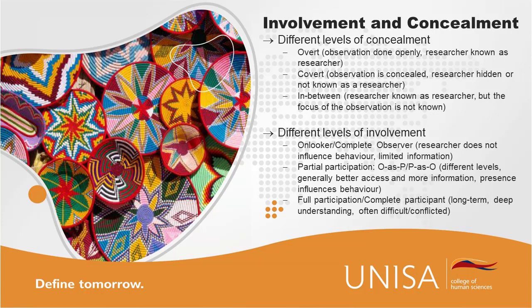Firstly is onlooker observation, also known as complete observer observation. For this type of observation, there is no participation, no interaction between the researcher and those being observed. Think about watching people in a shopping center. This type of observation is usually done covertly. Covert observation means that the observation is concealed. It's not known by those being observed. The researcher is hidden and the devices or notes taken during observation are also hidden.